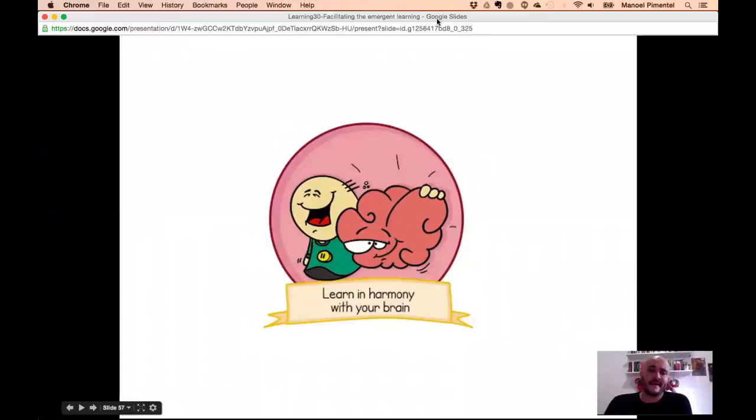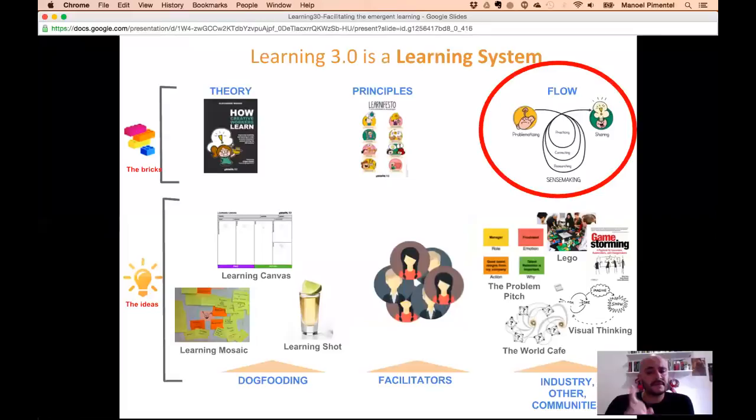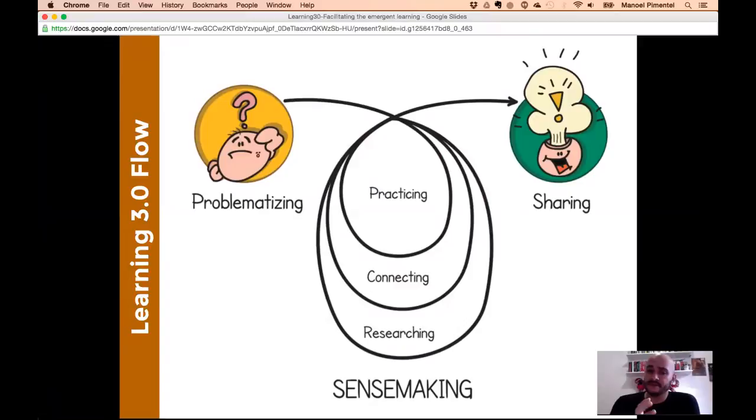And to complete these principles, we have a flow. It's very important to note that this flow doesn't represent a methodology, right? It just describes the main behaviors necessary to put the Learn 3.0 concept in practice in general. All right, why is it important? Because using the Learn 3.0 flow, you understand that most of the time you need to start with some problematizing, right? Because it's very important to understand where you want to reach, what your real problem is, for example.